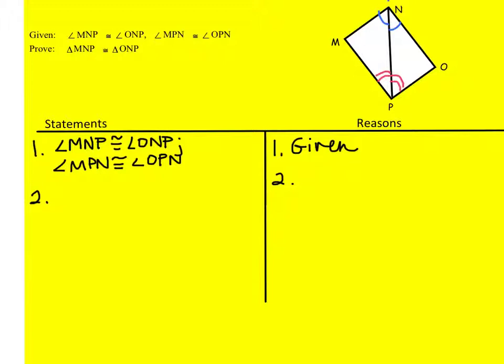Words to symbols. No words, no need to worry about that step. Anything vertical, nothing forming the letter X. Any parallel lines, no parallel lines anywhere. So is there anything reflexive? Yes. NP would be reflexive to itself. And I would write reflexive property here. Didn't abbreviate, but you can abbreviate.